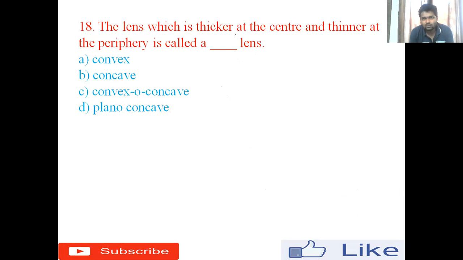18th one, the lens which is thicker at the center and thinner at the periphery is called a dash lens.